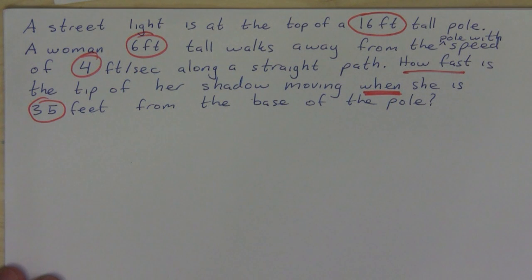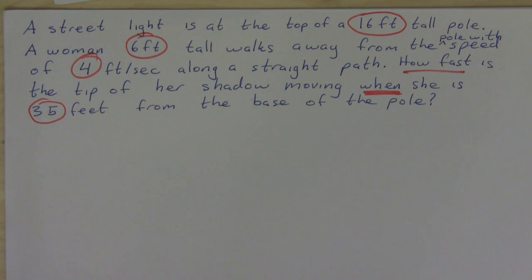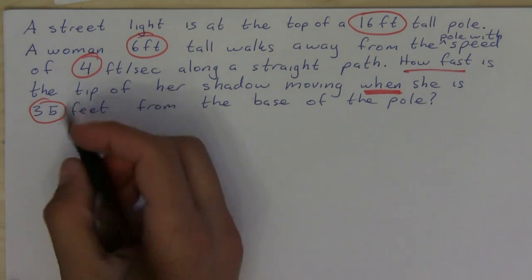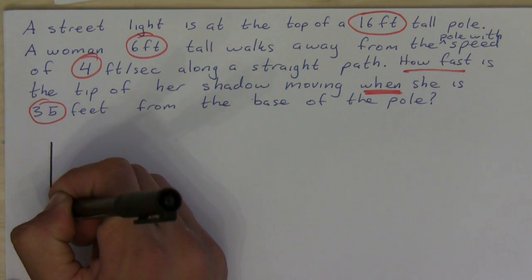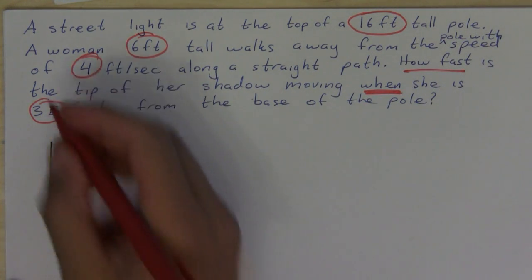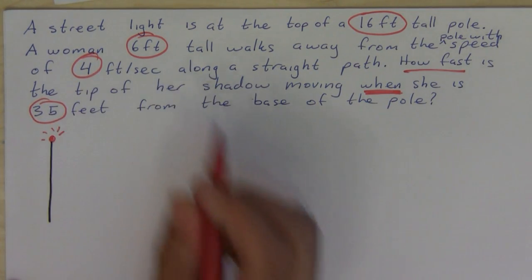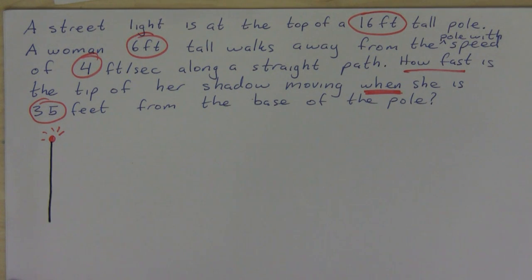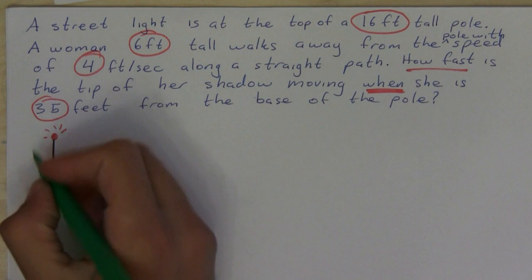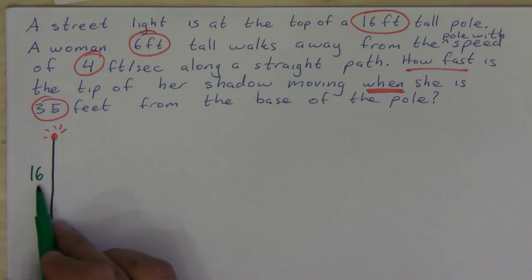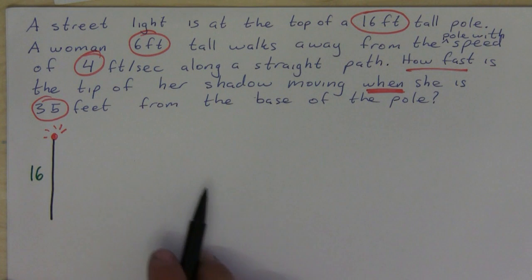Okay, so let's draw a little picture here to see what this looks like. We have a pole. So let's draw a pole right here. And a little light. And this is 16 feet. Now this is constant, so this is not going to change. So we can put the 16 there.